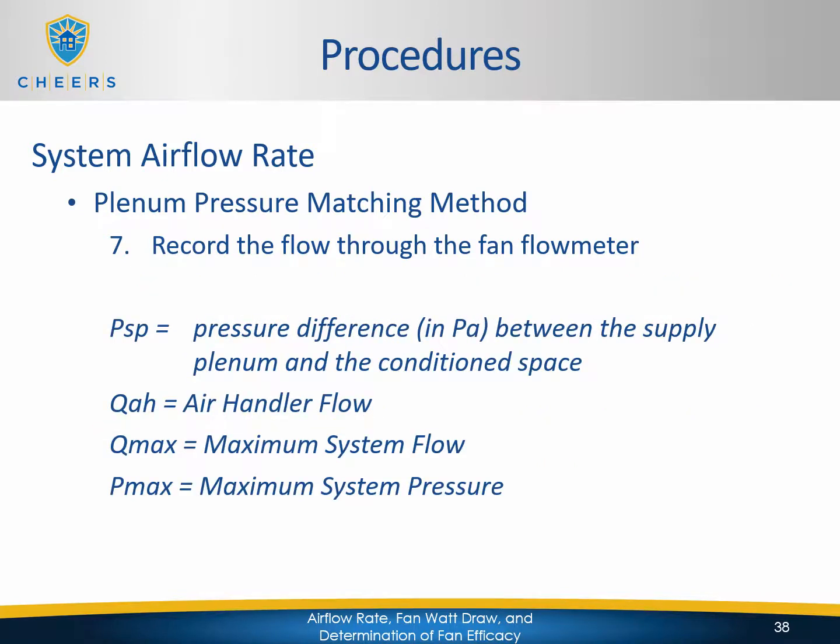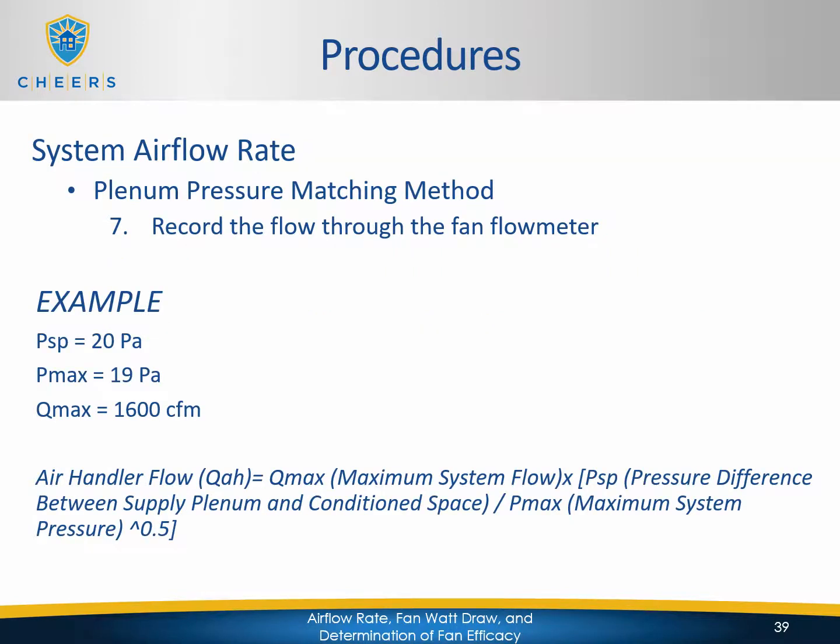So let's look at the variables that are part of this equation. The PSP, we talked about it. It's the pressure difference in pascals between the supply plenum and the conditioned space. This is the value that you found in step 3. The QAH is the air handler flow, which is basically what you're trying to find. You have the Qmax, which is the maximum system flow, and the Pmax, which is the maximum system pressure. So let's plug those numbers into the equation and see how it works.